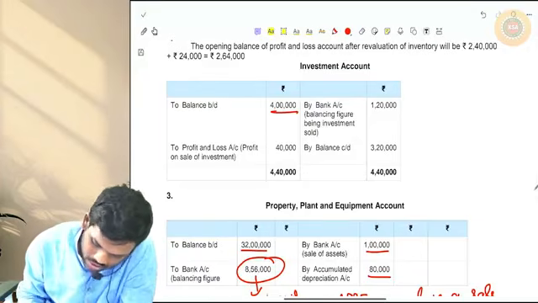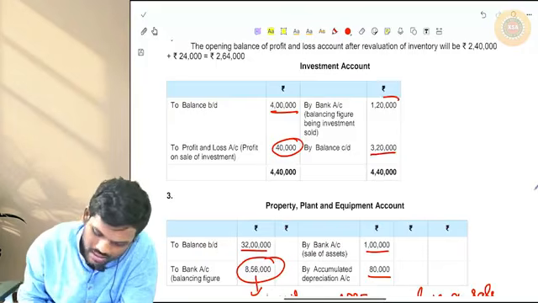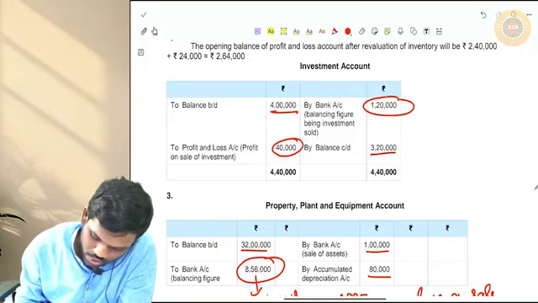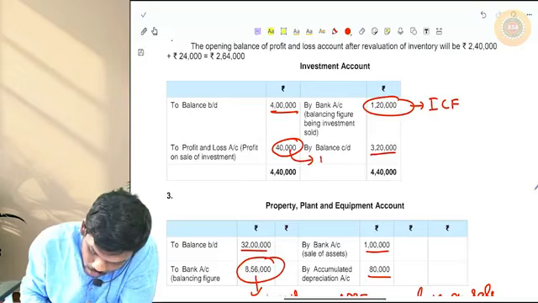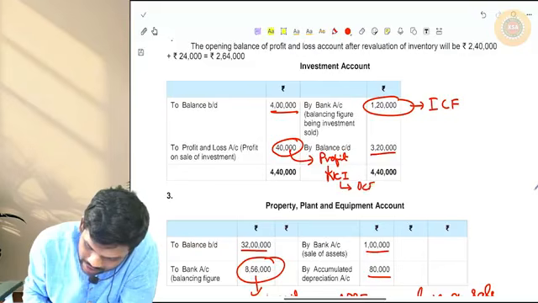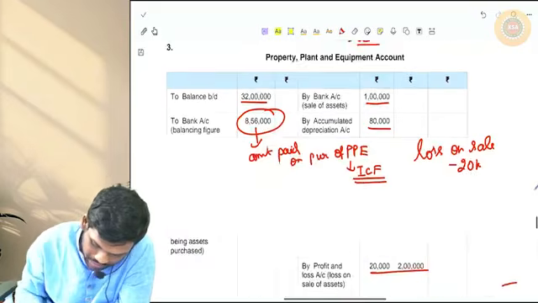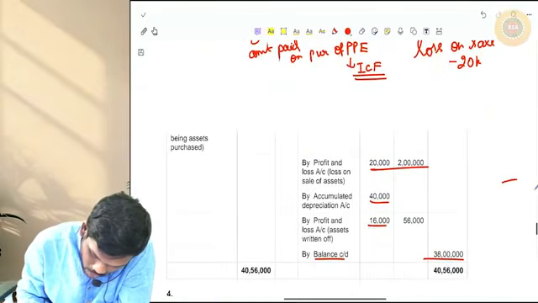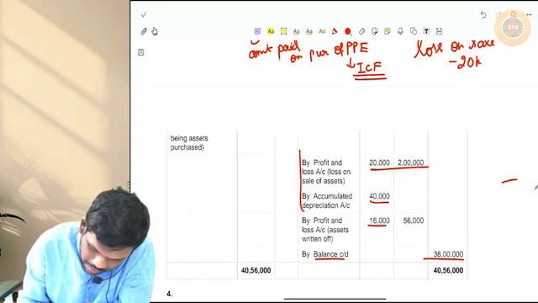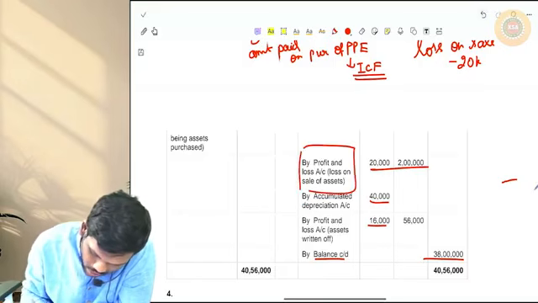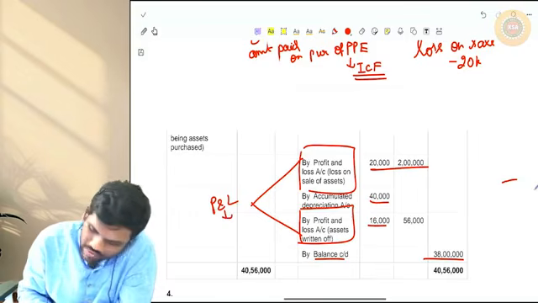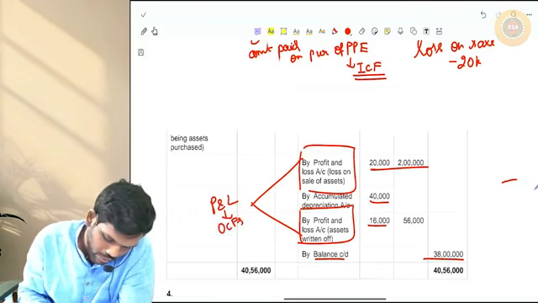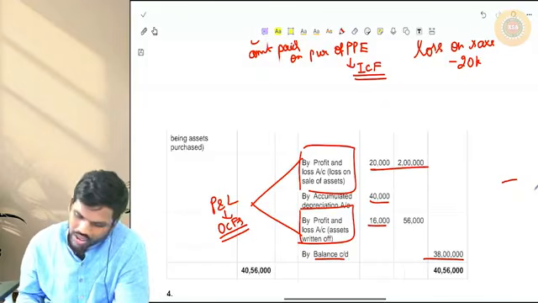To balance brought down, opening balance, closing balance. This is the profit on sale and this is your sale proceeds of investments. This should go to cash flow from investing activities. And remember guys, this will be included in profit, but it is a non-cash item which needs to be eliminated in operating cash flows. Same way, this loss on sale of PPE and loss on write-off also, both of them will be included in P&L. So we have to eliminate this while calculating cash flow from operations. Okay, ensure you are clear with this.